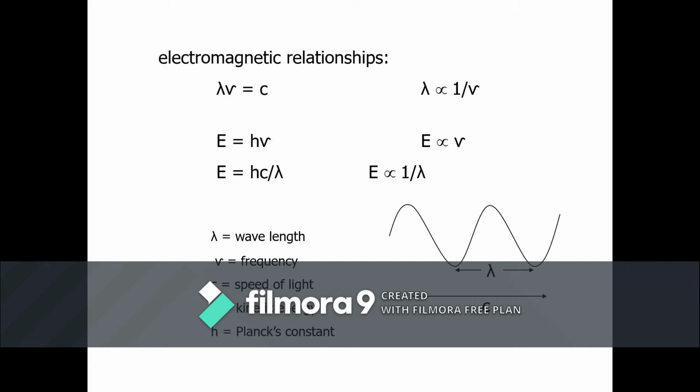Here are some equations related to electromagnetic radiation. We have lambda as the wavelength. We have the frequency. We have c as the speed of light. We have E as the energy. And we have h as Planck's constant. Here we show what lambda represents on the wave.